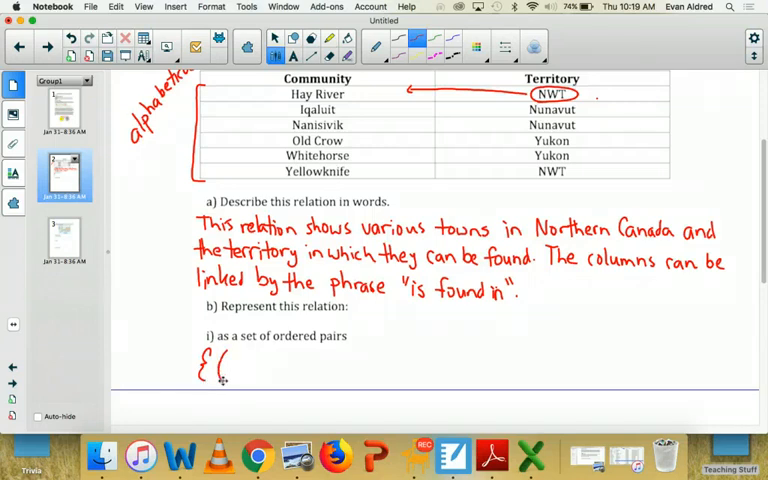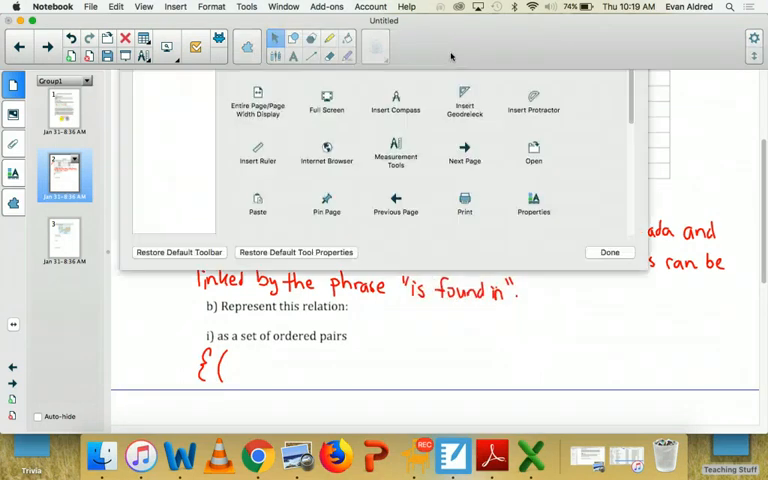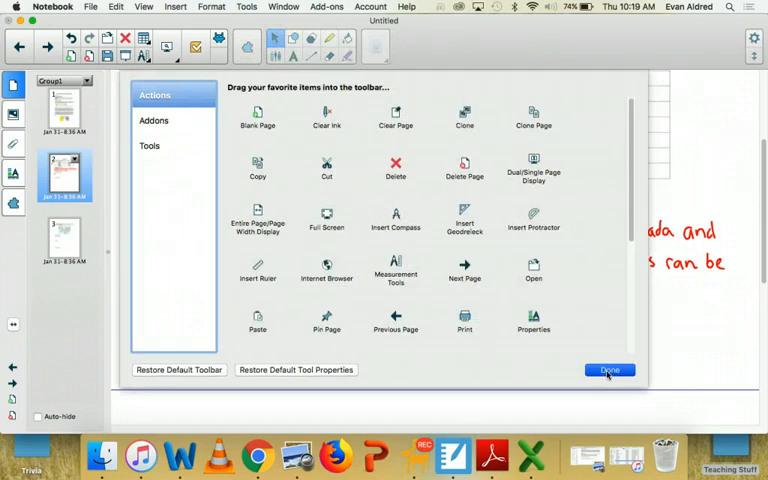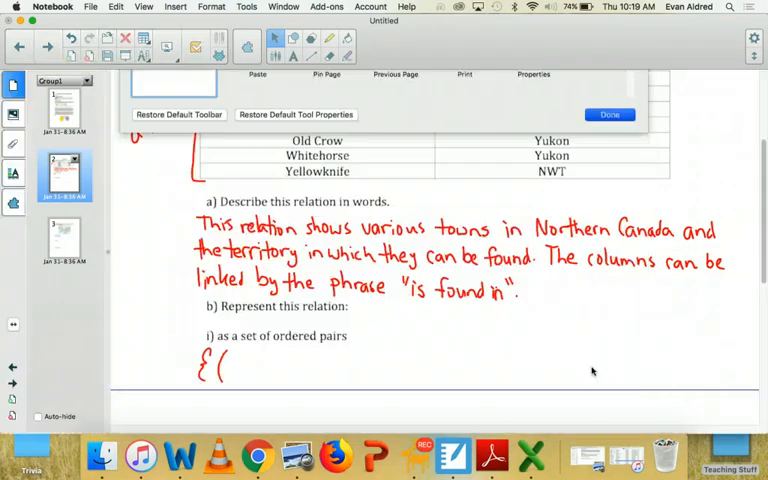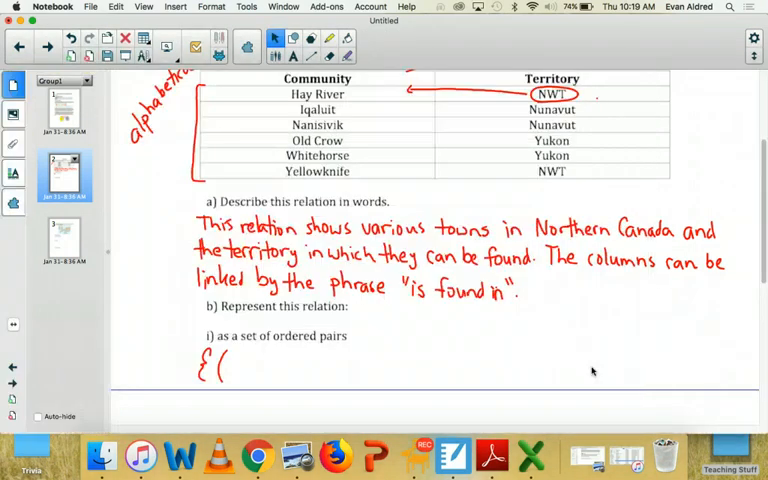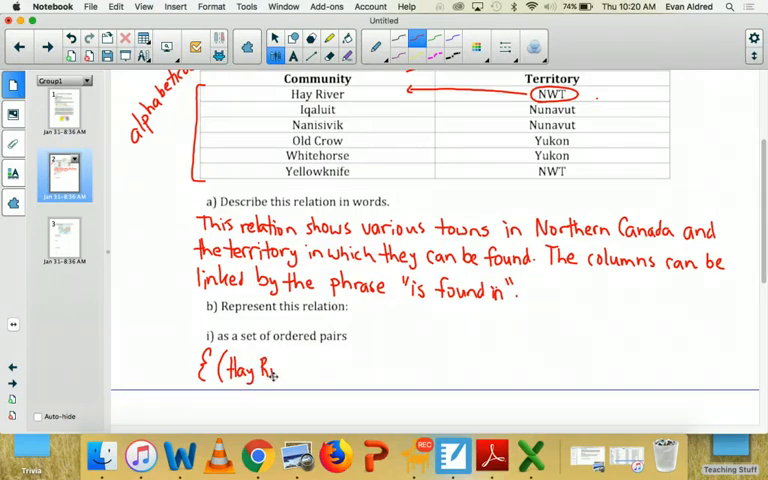And when we do this, it's quite easy to do. You just take the element from your left-hand column and write that first, and then you separate it from the element in the corresponding right-hand column by a comma. So when we start, we would do something like Hay River, comma, Northwest Territories. And then we close our bracket. There's our first ordered pair.